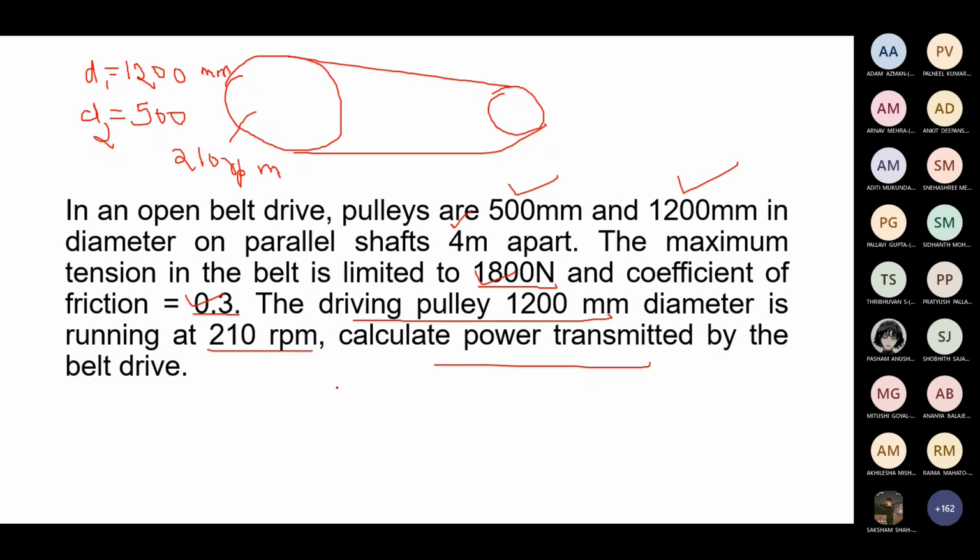Now this is the rough sketch that I have drawn. This is how you have to begin solving the numerical. In any numerical on flat belt drive, you should have some data related to the two pulleys.